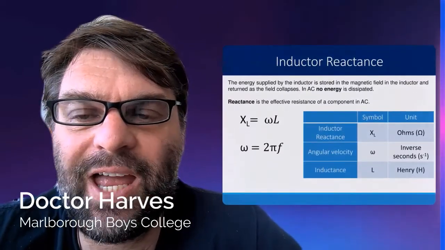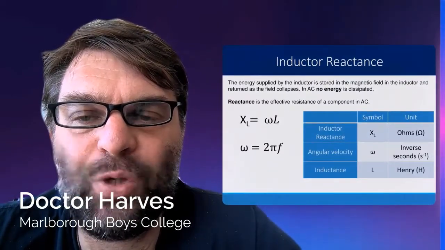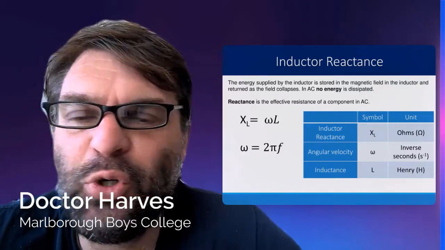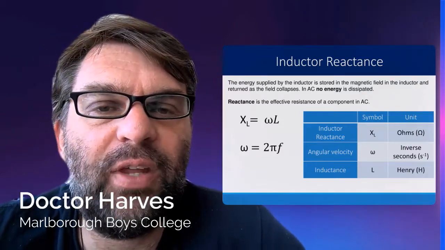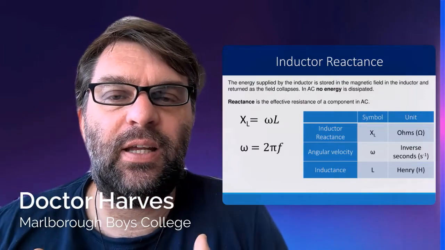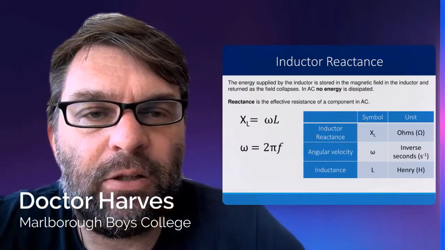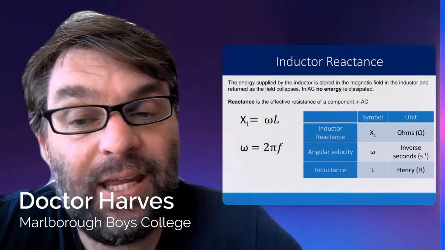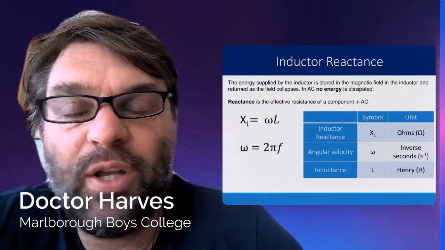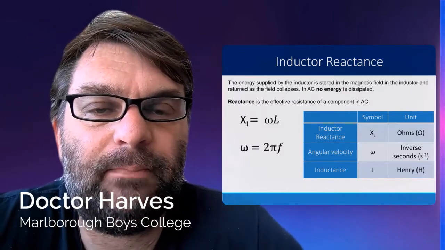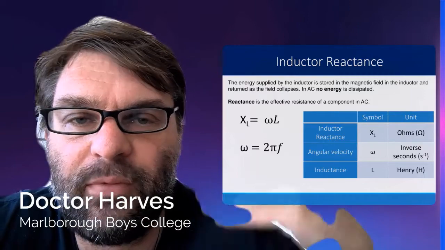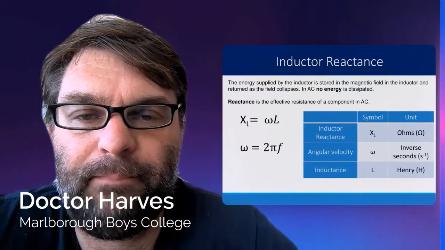Okay, so just like we had reactance for a capacitor, you can also have it for an inductor. So the energy supplied this time in an inductor is stored in the magnetic field and returned when the field collapses. But in AC, it doesn't collapse. Therefore, no energy is dissipated. So basically, the reactance is the effective resistance of the inductor in AC.